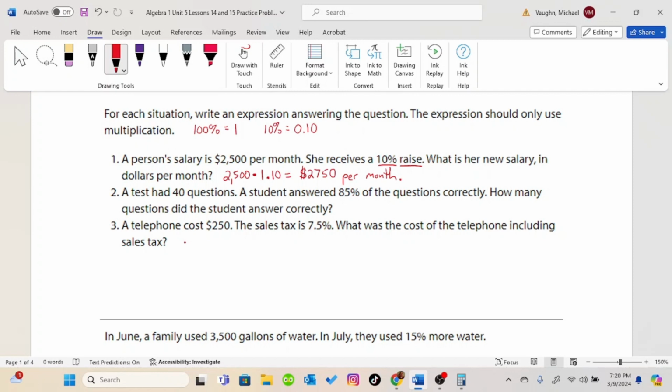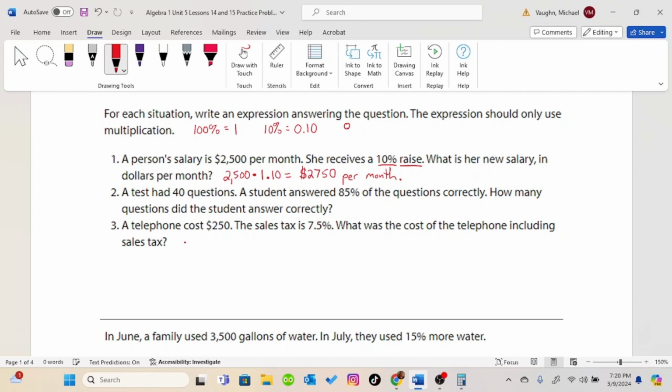Number 2. A test had 40 questions. A student answered 85% of the questions correctly. How many questions did the student answer correctly? So now we're not adding a percentage on to an original amount. We're trying to find out how much of an original amount would create 85%.